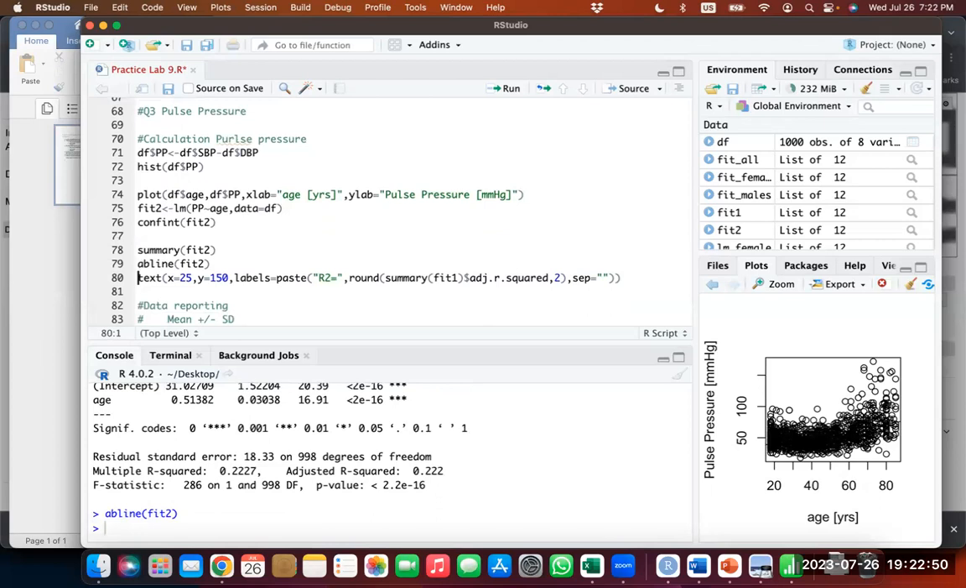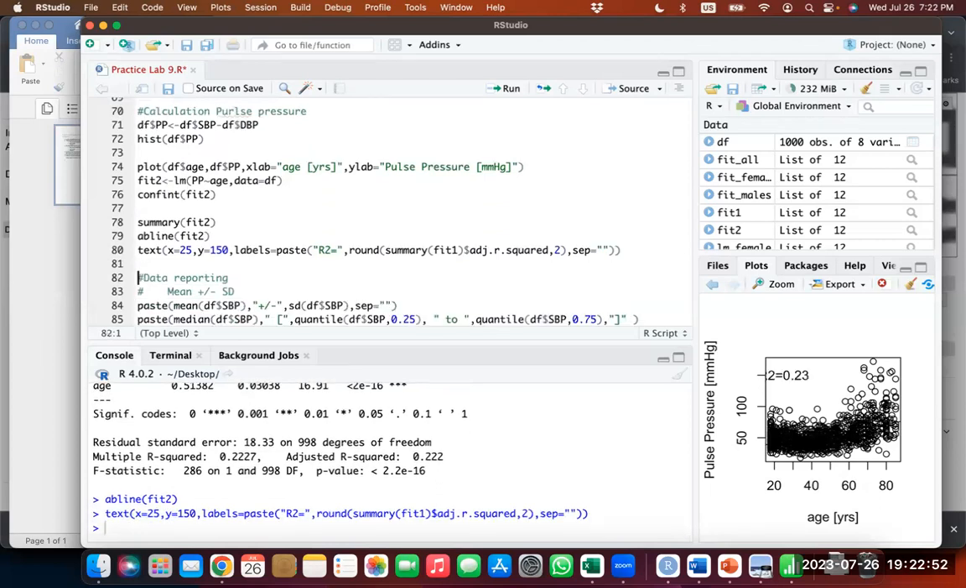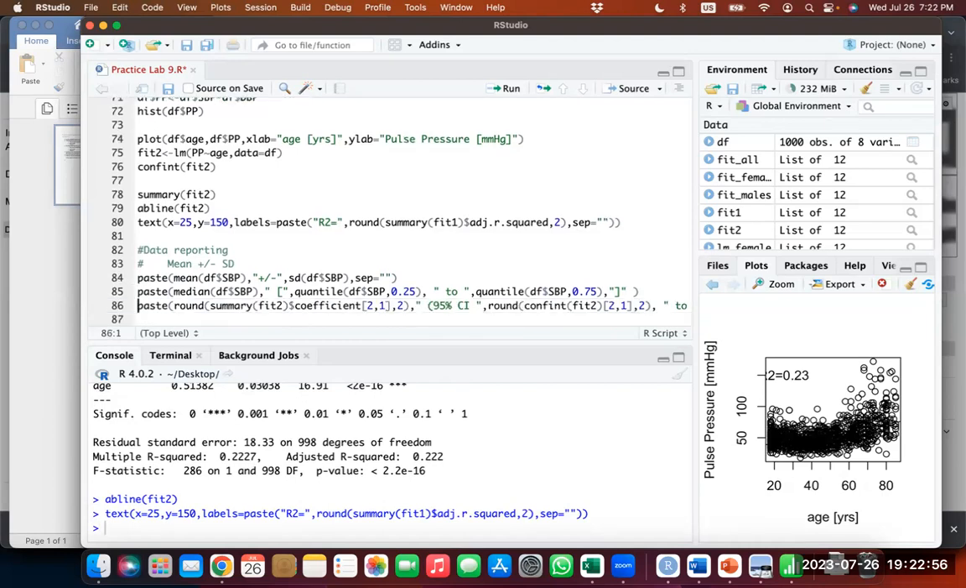So then we're just doing the same thing here. We get a text implemented, so that's pulse pressure. When it comes to data reporting, I just quickly want to show this. So I've shown the paste function. Any questions on any of this? I think if you go step by step through the code, it will make a lot of sense. I think it's considerably intuitive.